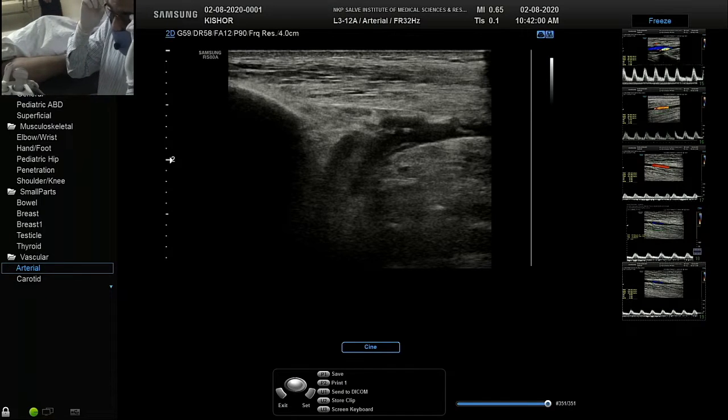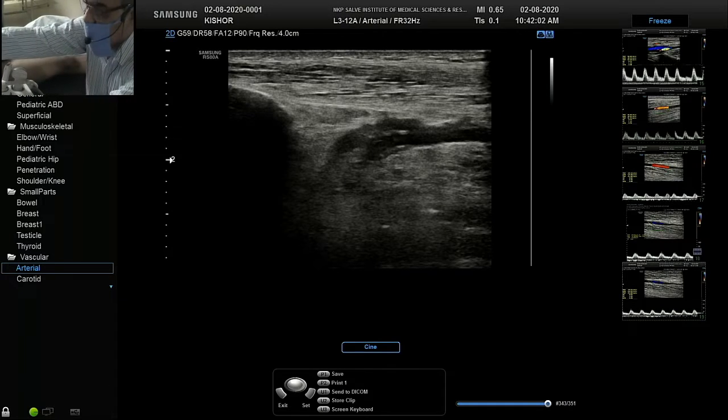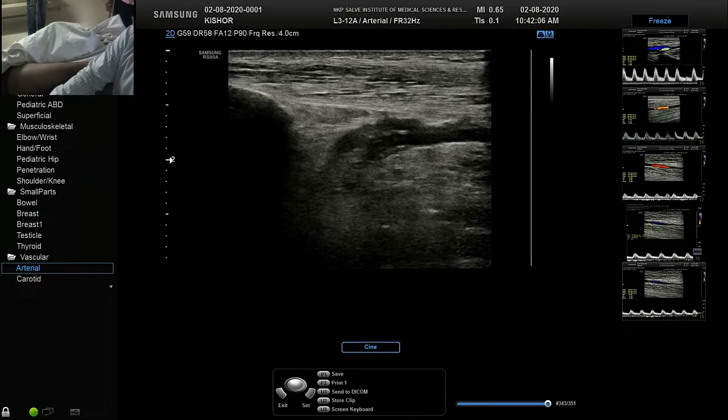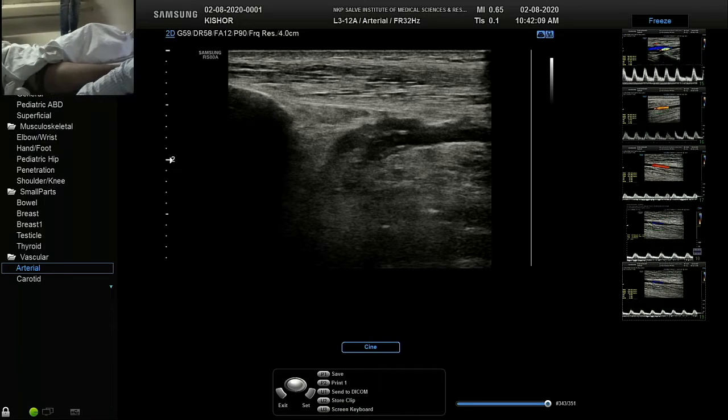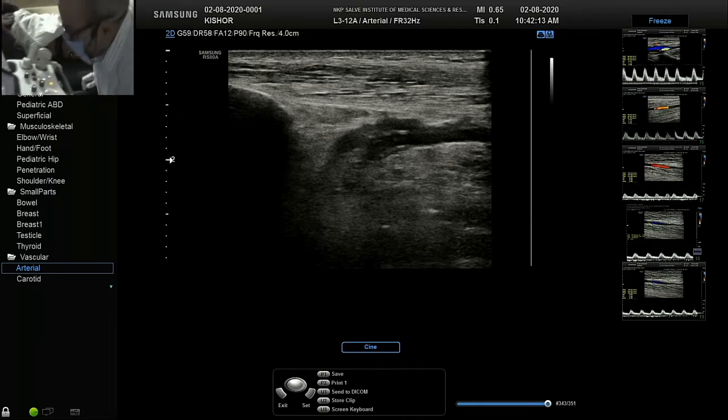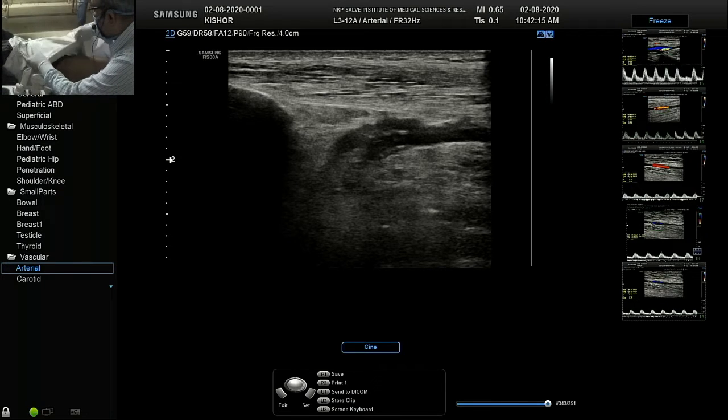So we were in the arterial settings. Machines have got presets, and you can ask your application specialist to set them for you. So I am shifting my machine back to the original position, getting myself to it so that the patient is accessible.